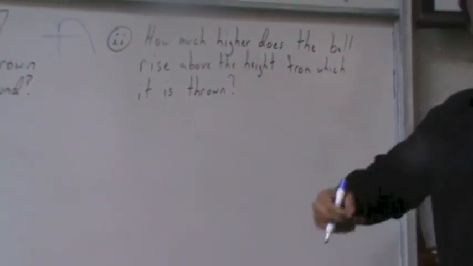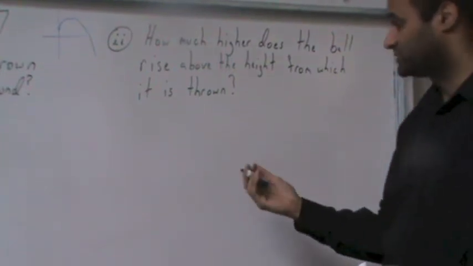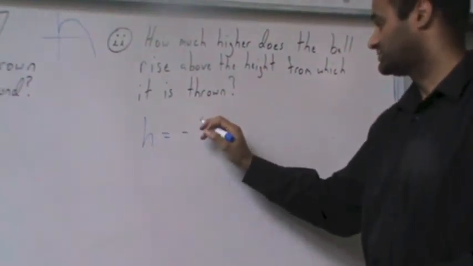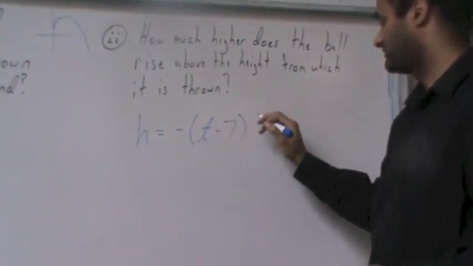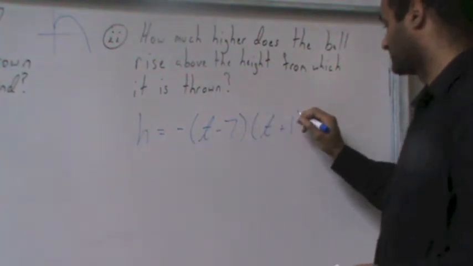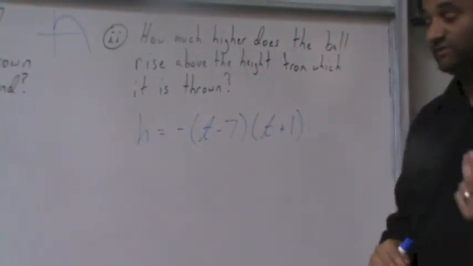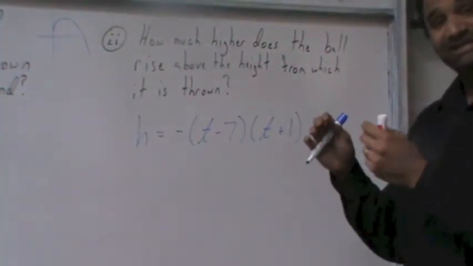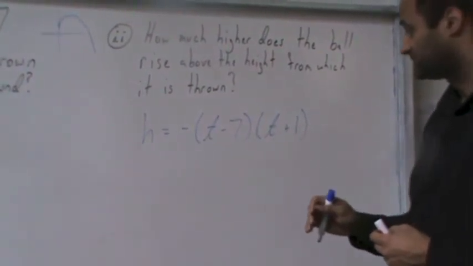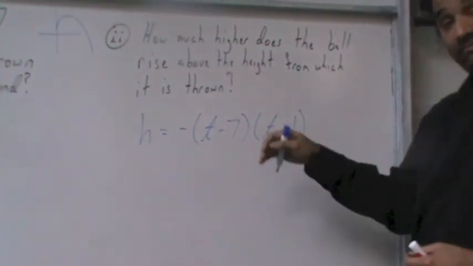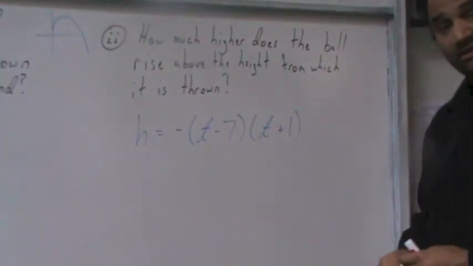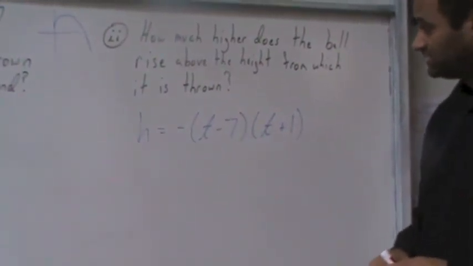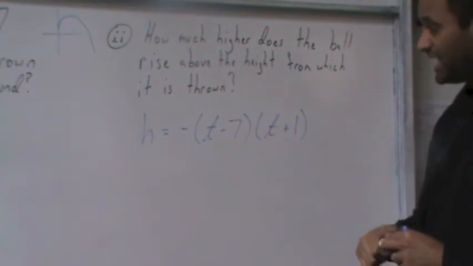We already have our factorization. We're trying to figure out how much higher this ball goes from where it was thrown. We need still h equals the same thing we had before. One of the ways we know to find the highest point on a parabola that's facing downwards is it's exactly in the middle of the two zeros. Our zeros, we already saw, were at positive 7 and negative 1. Those things are 8 apart. In the middle of them is 3. So it will reach its maximum height at 3 seconds.